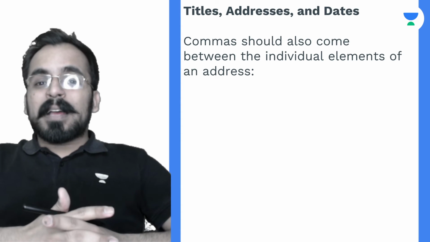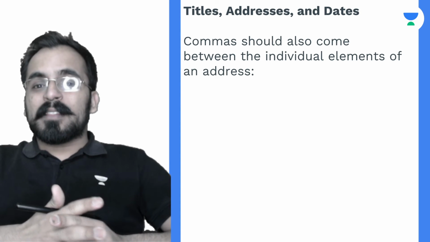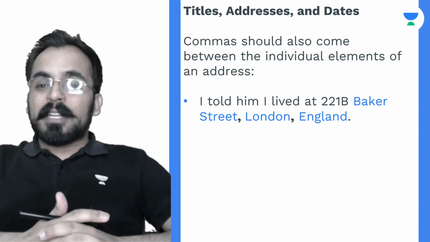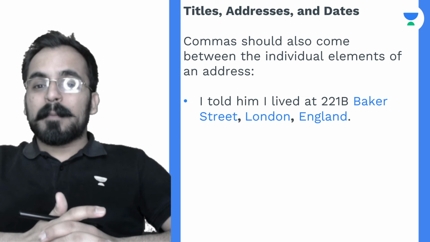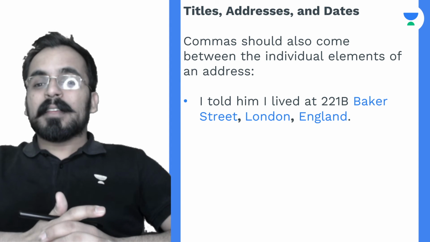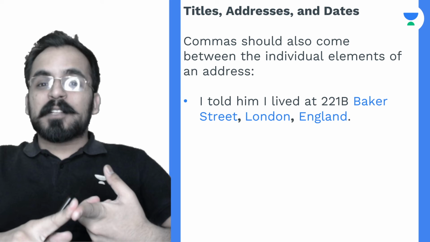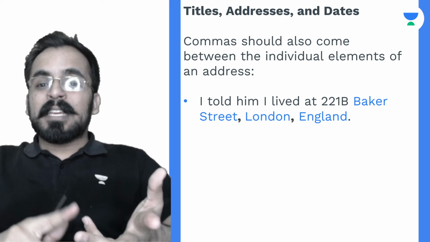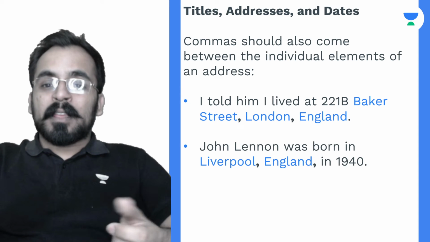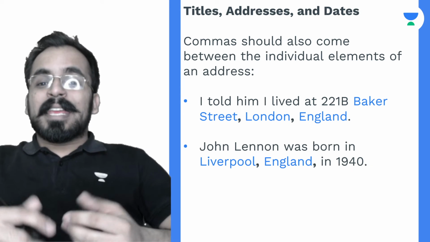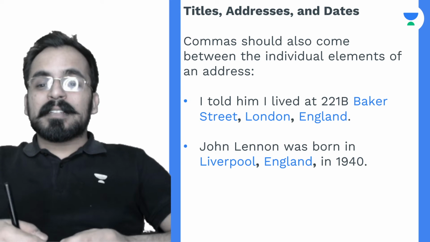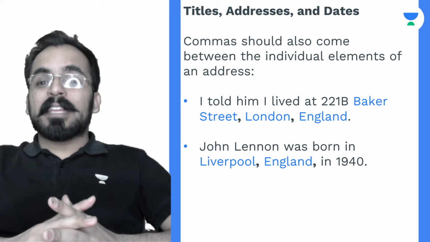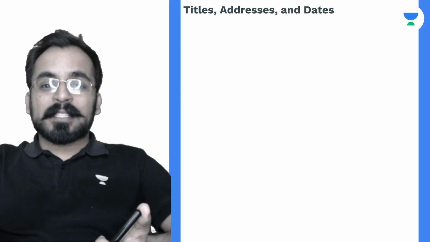Next is, commas also come between the individual elements of an address. For example, I told him I lived at 221B Baker Street, London, England. So you see, individual elements of the address are separated by commas: street, city and country. John Lennon was born in Liverpool, England in 1940. Alright, so commas also separate the individual elements in an address.